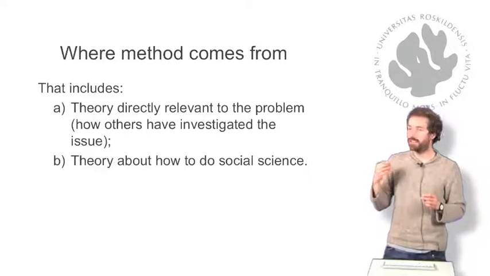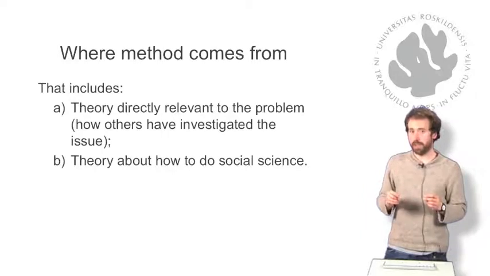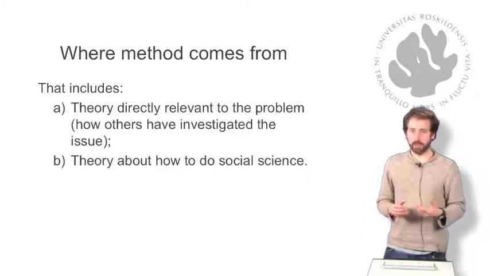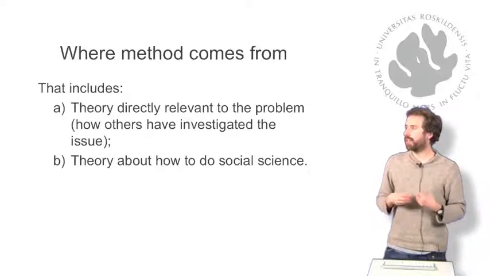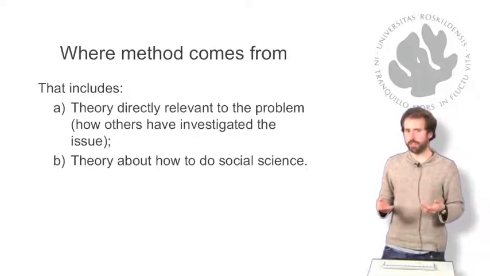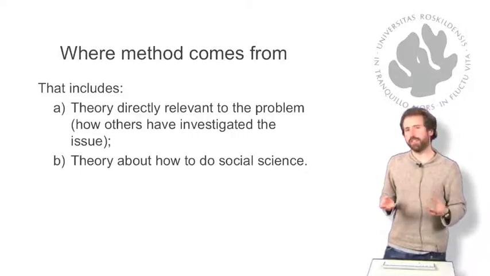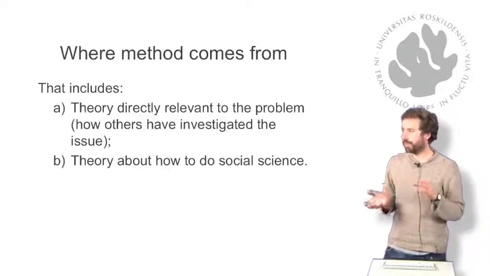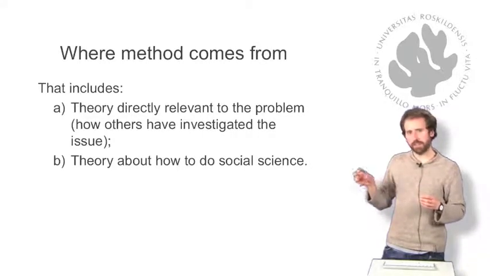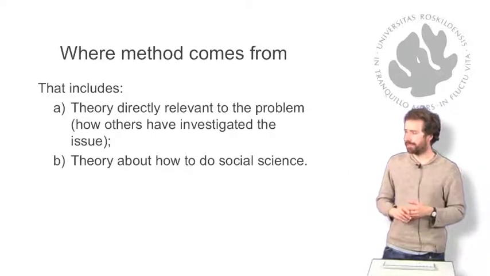It's theory that's directly relevant to the research problem. So basically, how have others investigated the issue before? But also it comes from ideas about how to do social science. What is the theory of social science? And of course, as you know, there's many different understandings of how to do social science. So to what extent, what theories about social science are informing your methodological considerations?